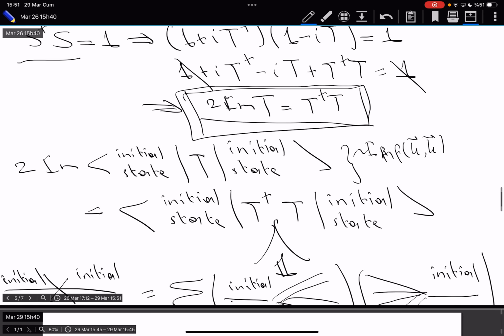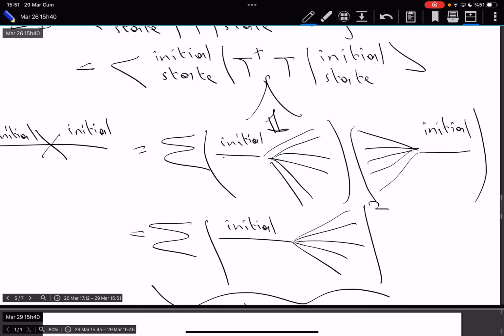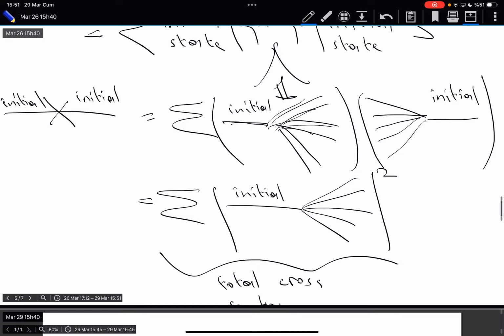Well, in the right-hand side, you have T dagger T. You can just insert an identity, but that just means that you have an initial state scattered into some final states. It can be anything. It can even contain more than one particle, if we are doing particle field theory, for example, and you are just summing over all of them, but that sum is nothing but the total cross section. This is the essence of the optical theorem.